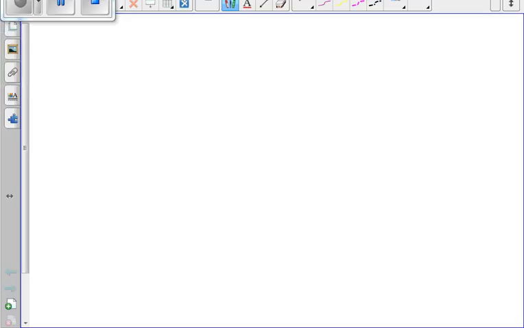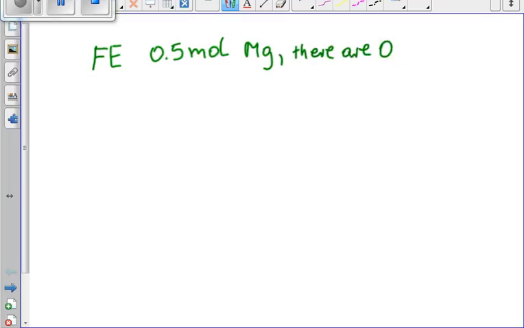So the next step is asking you to write a for every statement involving those 2 moles. So we're going to write down that for every 0.5 moles of magnesium, there are 0.5 moles of oxygen.